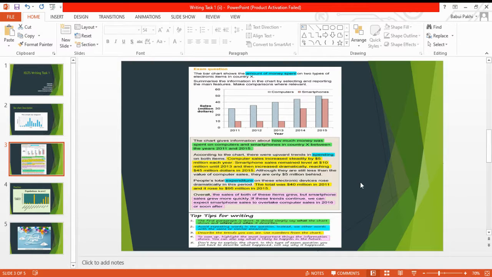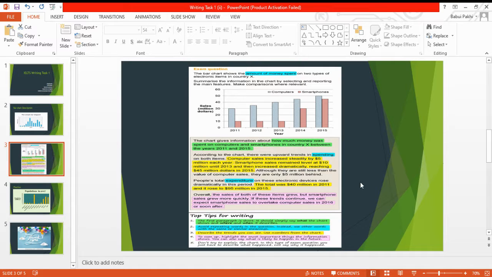Here we have two lines, a horizontal line and another line, and we can see different years: 2011, 12, 13, 14, and 15, and two colors, ash and pinkish color. The ash color means money spent on smartphones, and the other one, the pink color, stands for computers.